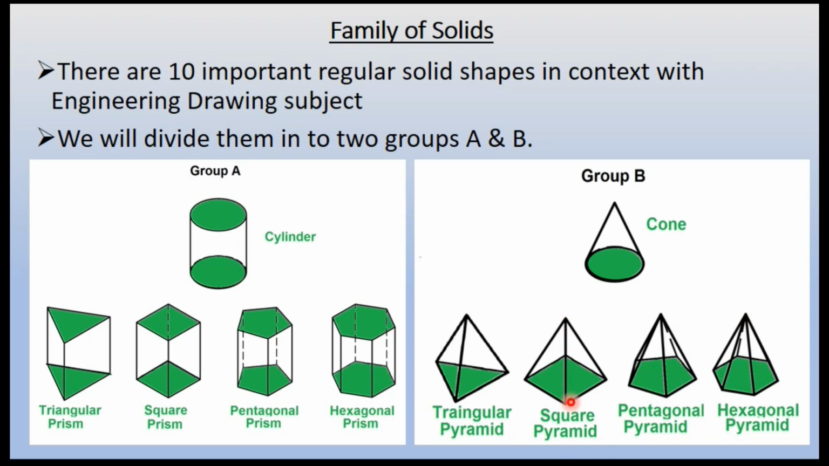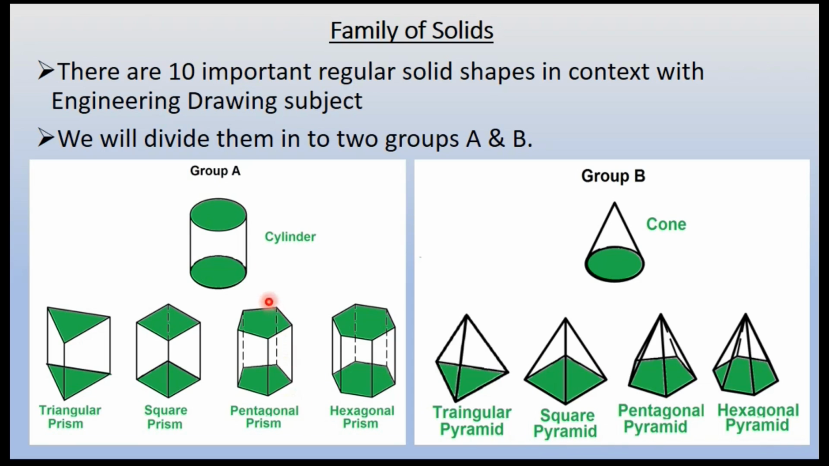So if the given question mentions that it's a square pyramid, and you draw the projections of a square prism, then you will be completely marked wrong and you will not get any marks for that. So this is a very important thing here.